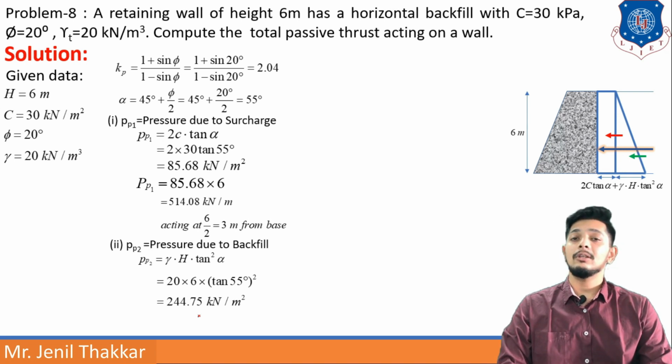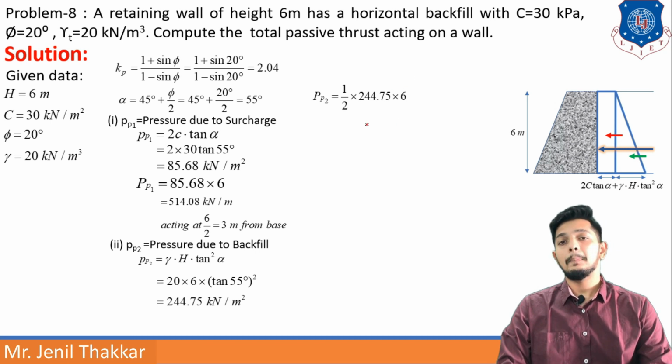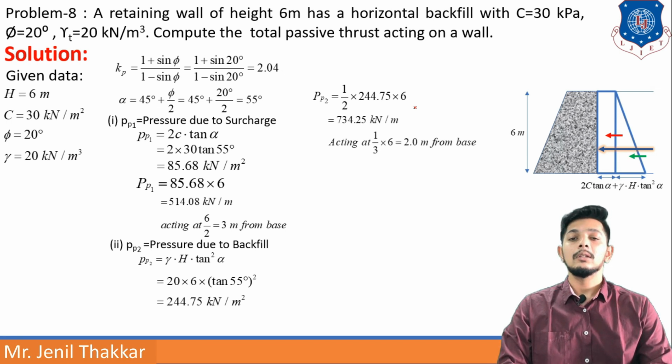Now I have got pressure number 2, but pressure force number 2 will be the area of the triangle, and area of the triangle will be 1/2 base into height. Here we have pressure as a base 244.75 and height is 6 meter. So PP2 will be 734.25 kilonewton per meter. Where it will act? It will act at 1/3 from the base, and 1/3 of 6 will be 2 meter from the base.